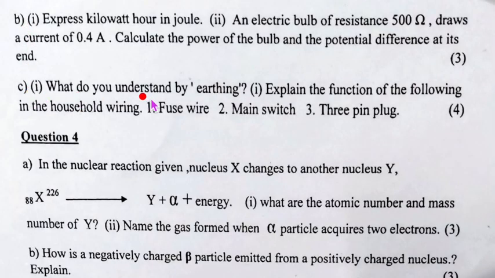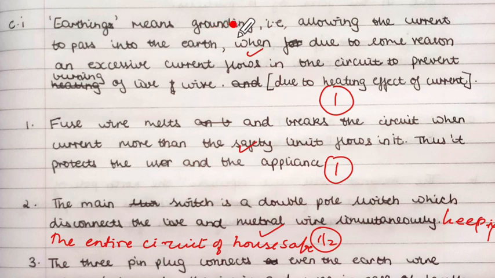Question 3C. What do you understand by earthing? Explain the function of the following in the household wiring: the fuse wire, the main switch and the 3-pin plug. Let's see how we write these answers. So earthing means conducting the excess current to the ground, that is allowing the current to pass through the earth when, we can say, short circuit or faulty appliance and excessive current flows through the circuit and it goes straight into the earth.